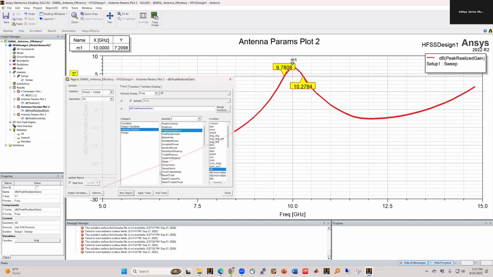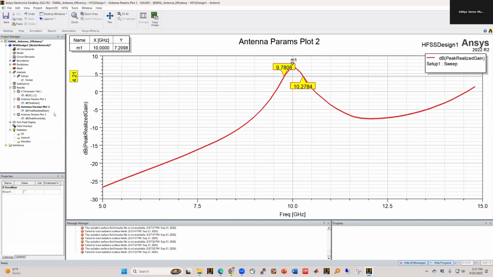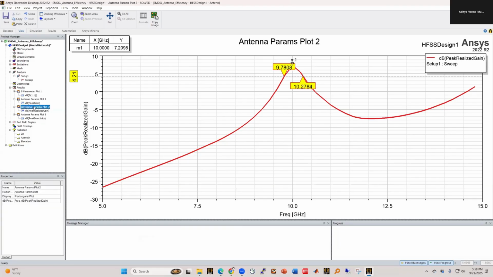Okay, so we're done with gain, realized gain, directivity, and this is all the peak values, which means it picks the maximum along some direction and plots that. Okay, so typically when you buy an antenna off the shelf, it provides gain as a number. It's this peak gain value.